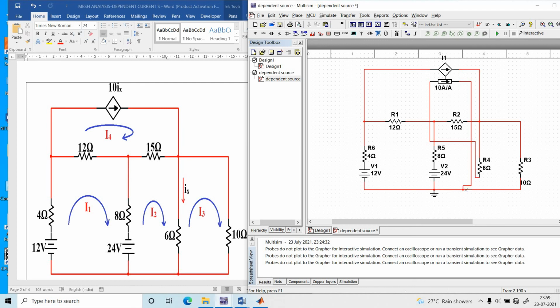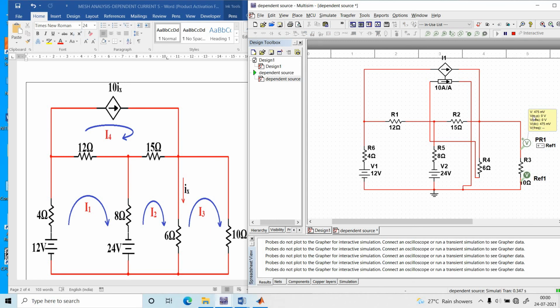Okay, in this way you have to connect the dependent current source. Okay, this end is connected to the ground, and this is connected to the 6 ohm resistor. In this way, you have to connect this dependent current source. And then you have to click on this run button. Okay. Then stop this. Afterwards, I have to connect the probe here because I am going to find out the voltage across 10 ohm resistor. So what I have to do, I am going to connect the probe.